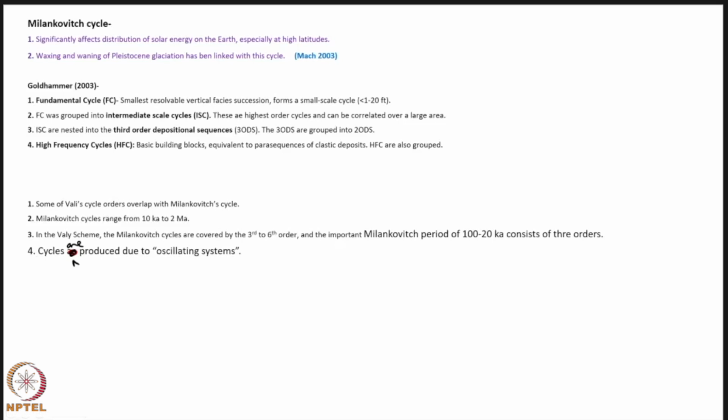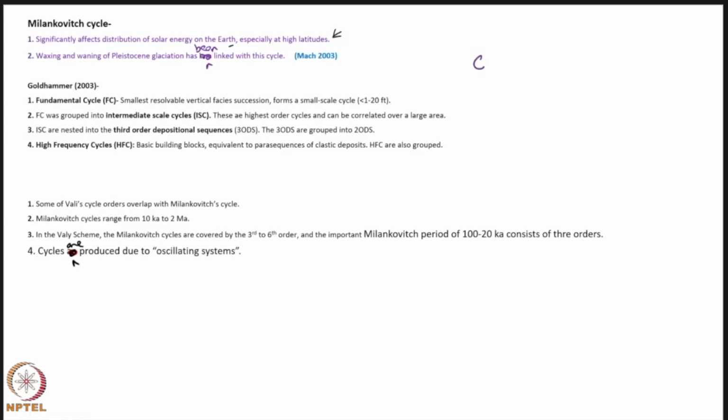The Milankovitch cycle significantly affects the distribution of solar energy on the Earth, depending on whether the Earth comes closer to the sun or goes away, and especially at the high latitudes on the Earth, the Milankovitch cycle's effect is strong. Waxing and waning of Pleistocene glaciation has been linked with this cycle.